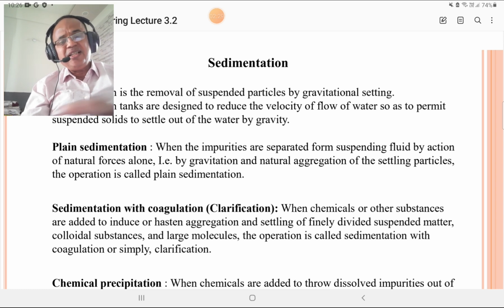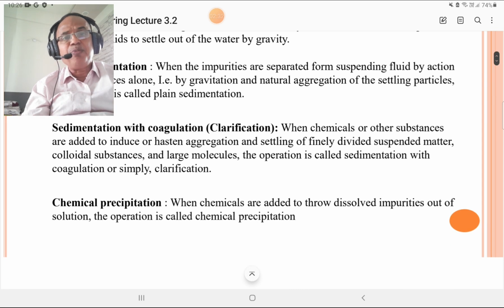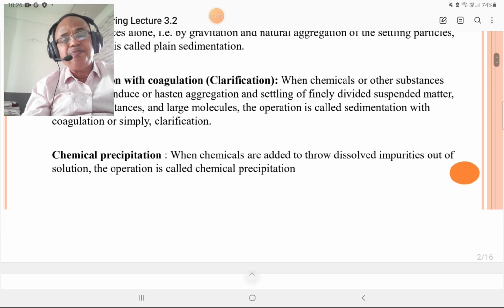So, let us discuss the third type of sedimentation, that is chemical precipitation. The name itself indicates it involves chemicals. When chemicals are added to throw the dissolved impurities out of solution, the operation is called chemical precipitation. So, you must know: plain sedimentation or sedimentation with gravity; second, sedimentation with coagulation, which may be termed clarification; and third, chemical precipitation.